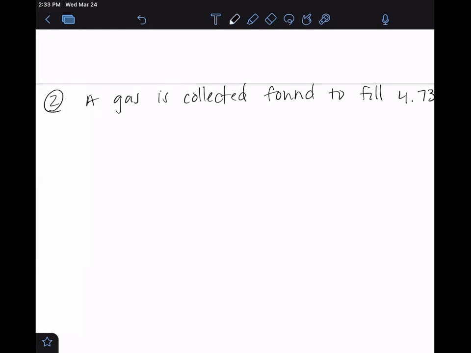So now let's say we have a gas is collected, and it's found to fill 4.73 liters at 35 degrees Celsius. What will the volume at standard temperature be?